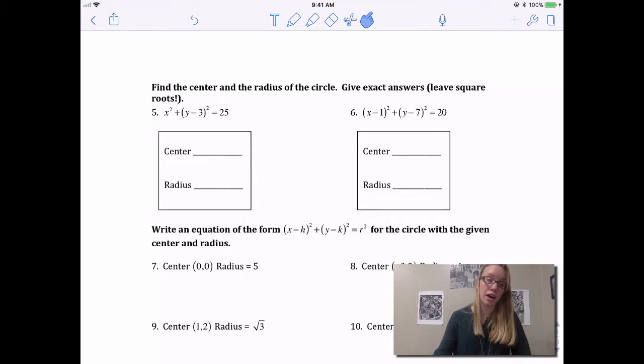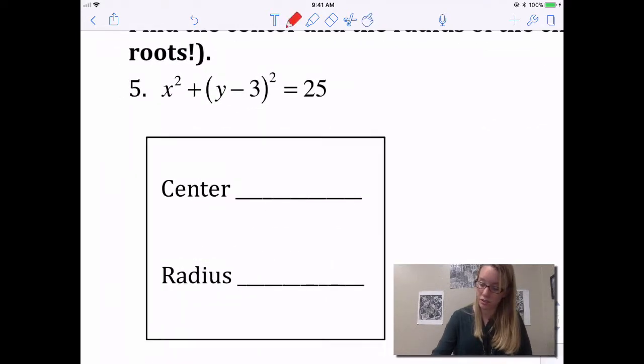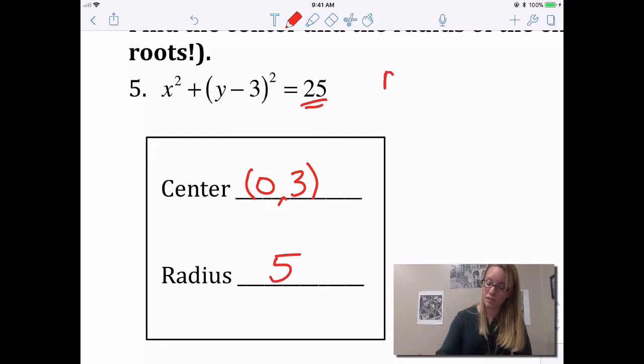So here are two. I would pause the video and try these two, but I'll do them right here. So my center of this circle, there's clearly no number with x, so our number for nothing is 0. And then the opposite of -3 is 3. My radius is 5, because this 25 is r squared, so my r is just 5.